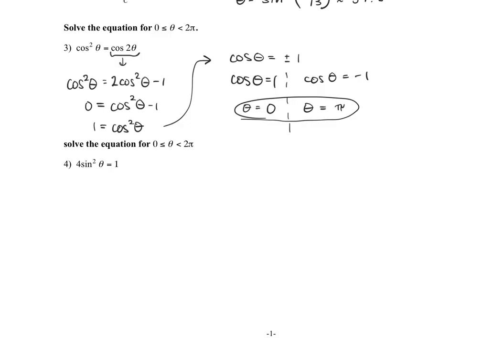Okay, question 4. I'm going to divide by 4. Then square root both sides. And then again, solve 2 equations here. Sine theta equals 1/2. Sine theta equals negative 1/2. Sine is equal to 1/2 at pi over 6.